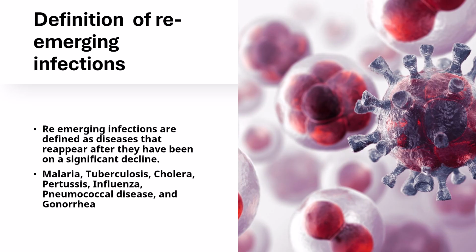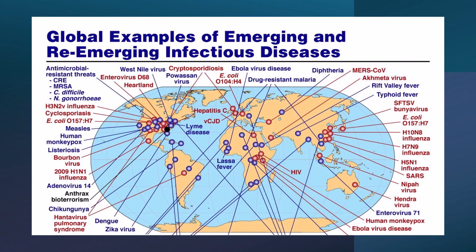This resurgence can be attributed to various factors like changes in public health practices, public health policies, vaccination schedules, environmental shifts, evolution of pathogens, increased trade and travel, changing human demographics, and so on. Addressing re-emerging infections requires renewed public health efforts, vaccine campaigns, and enhanced surveillance to prevent further spread of these re-emerging infections.